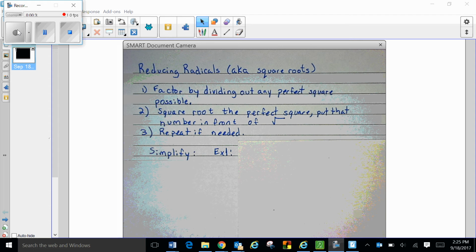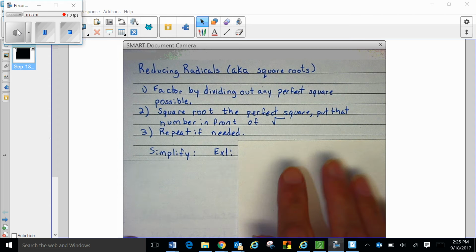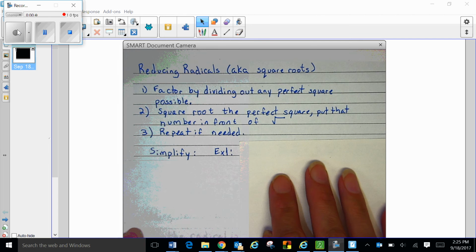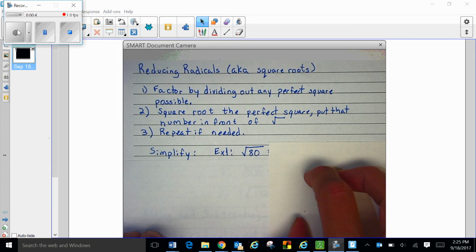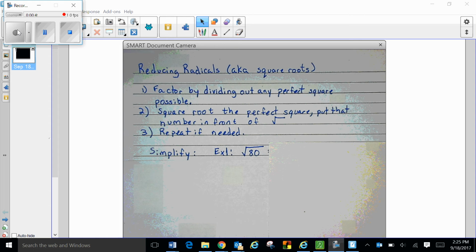Okay, and hopefully you paused that and now you're ready to look at an example. And we're going to use those steps to go through an example. So suppose I ask you to simplify the square root of 80. I'm not looking for a decimal answer. I'm looking for an answer that's in what we call reduced radical form. So the first step, number 1 there, says to factor by dividing out any perfect square.